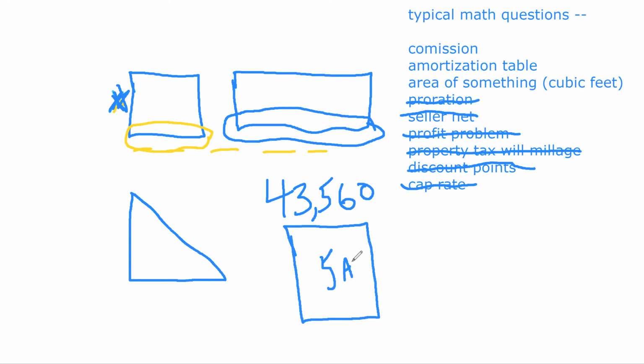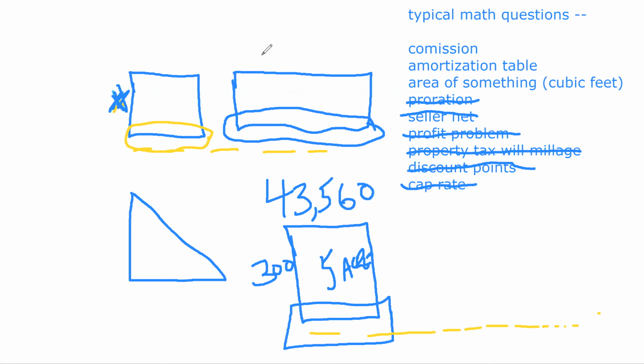The lot is 5 acres. Okay. Now, the depth is 300. Okay. The depth is 300. What is the frontage on this property? So I'll even give you a little street. That's a street. Okay.